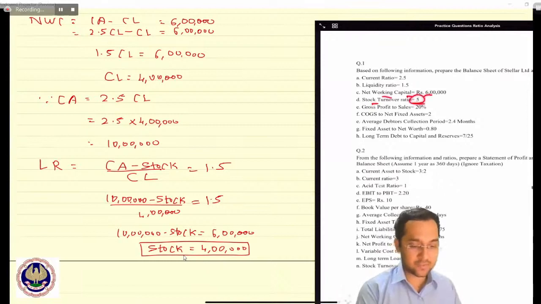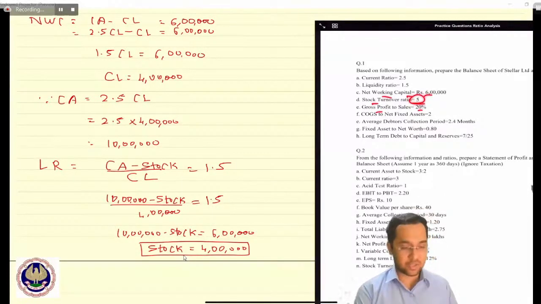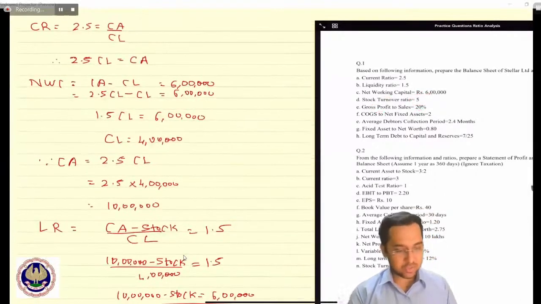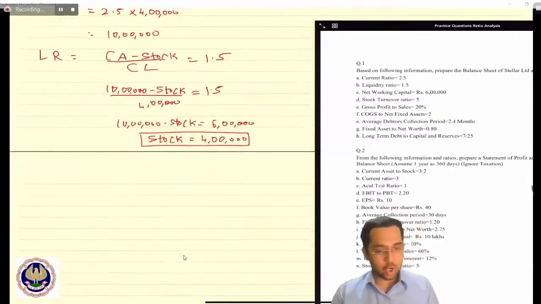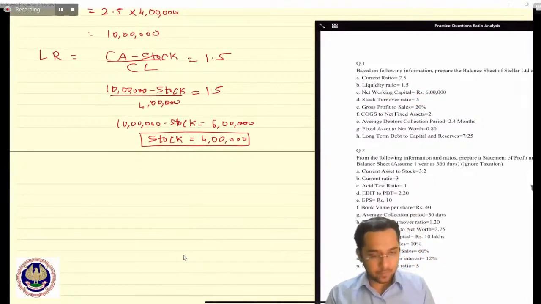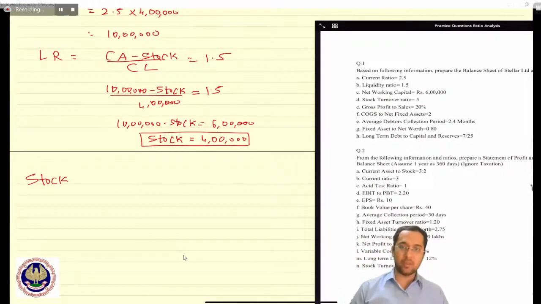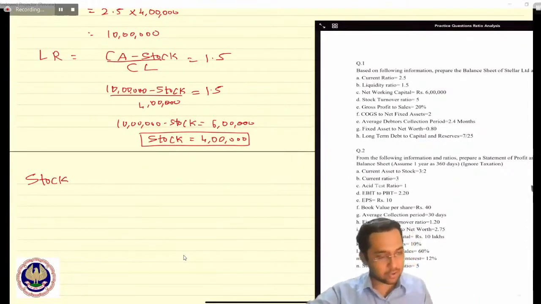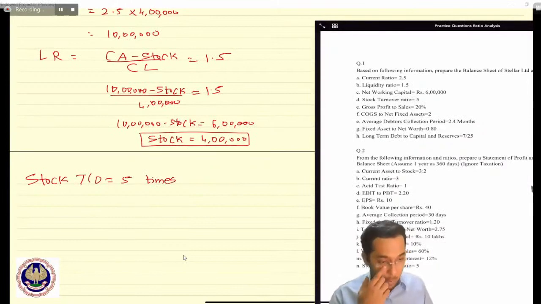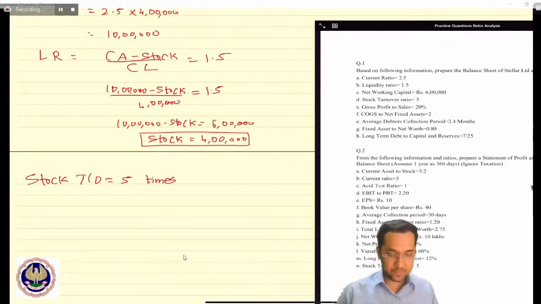Then net working capital is done. Stock turnover is 5 and gross profit to sales is 20. Let us use this stock turnover ratio. First, we'll use all the ratios and numbers that we have, whatever is possible, and then we will draw up a balance sheet roughly. And if we see there is some balancing figure, we can think about that also. So the stock turnover is 5 times.